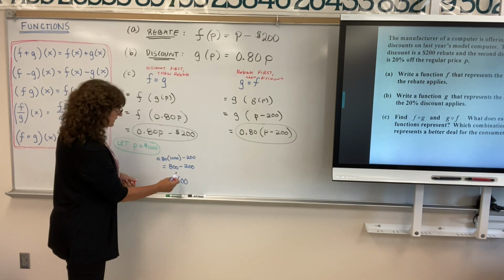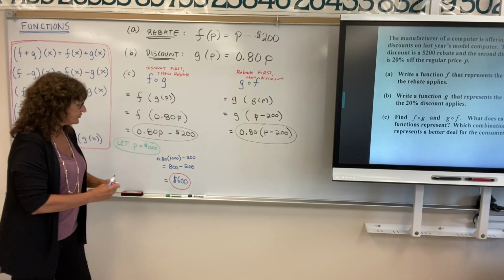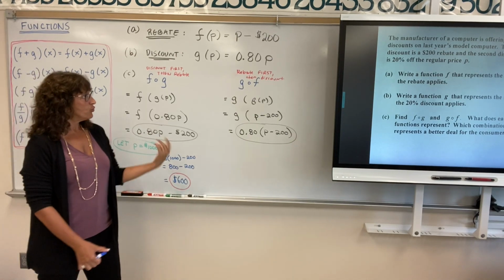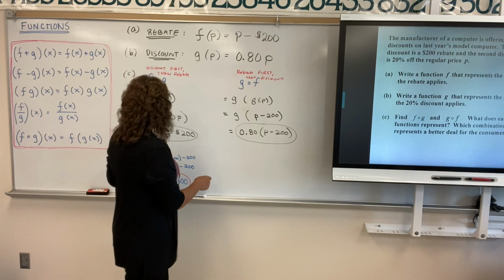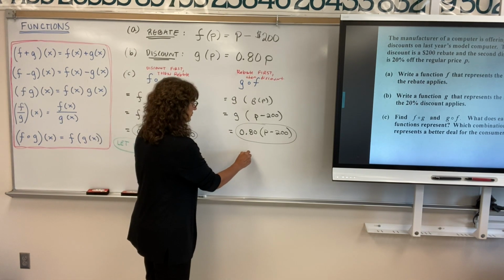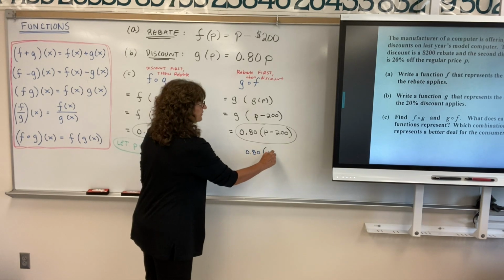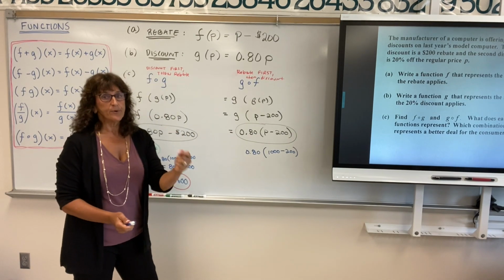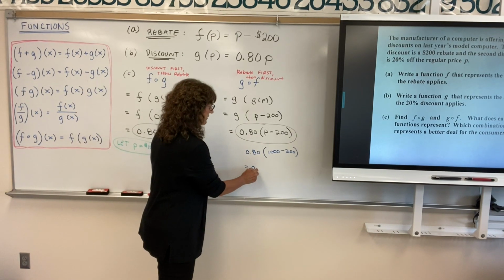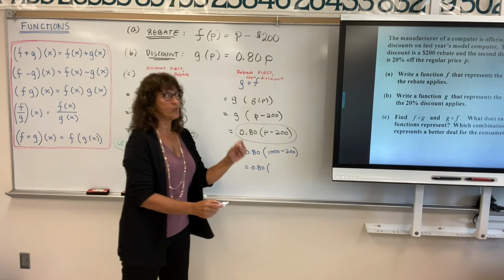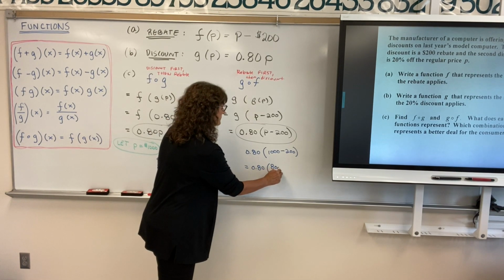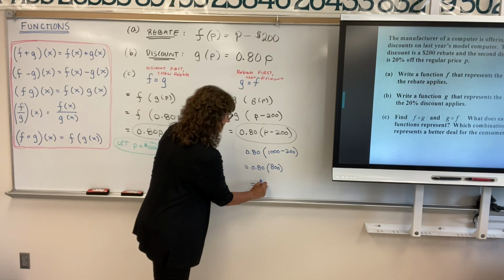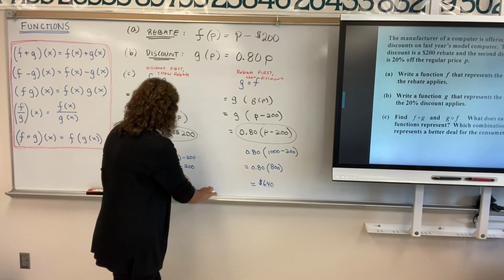So if you do the discount first and then take the rebate after the discount, you're paying $600 for your computer. What if you take the rebate first? Remember our computer's $1,000. So we have 0.80 times the quantity 1,000 minus 200. Order of operations, we have to evaluate inside the parentheses first. So 1,000 take away 200 is 800, and then when you take 80% of $800, it's $640. So it's $640 this way.